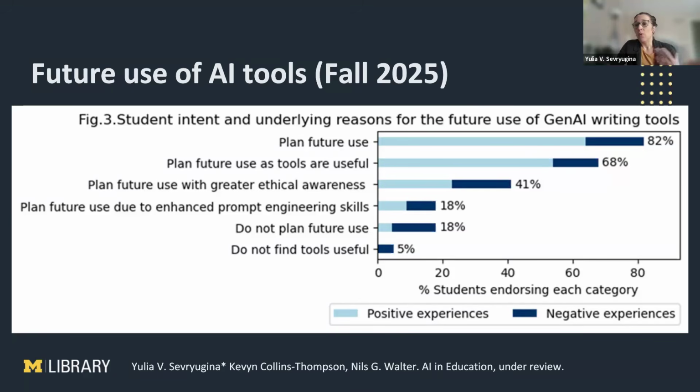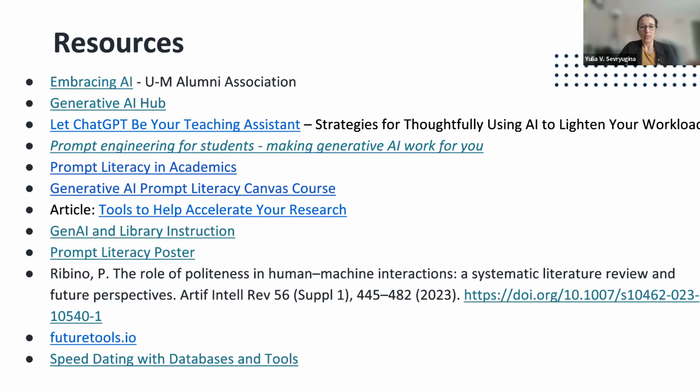And when we asked why, they basically said that, yes, we have a greater ethical awareness. We now have prompt engineering skills that allow us to use those tools. And 68% of students said, yes, these tools are useful to me in some respect or another. So basically, it also tells us that we do need to provide AI literacy. We do need to continue teaching and guiding our students.